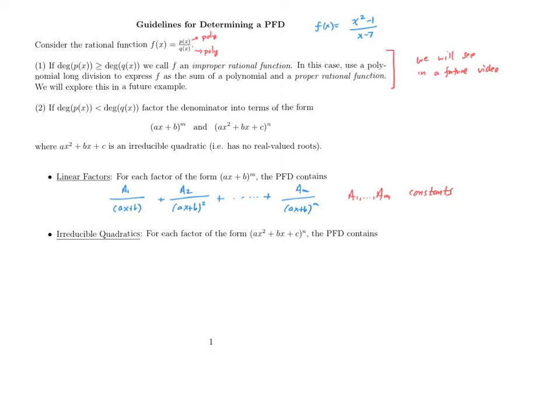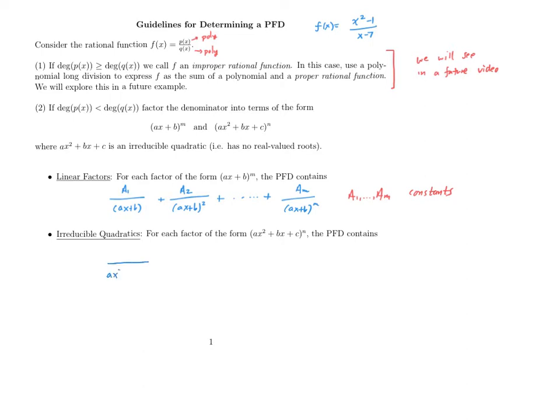So now on to the quadratics. Each quadratic factor of q is going to contribute terms to our partial fraction decomposition. And similar to what we saw above with the linear factors of q, if you have an irreducible quadratic factor of q which is raised to the nth power, it will contribute n terms to the partial fraction decomposition. And the terms will be as follows.